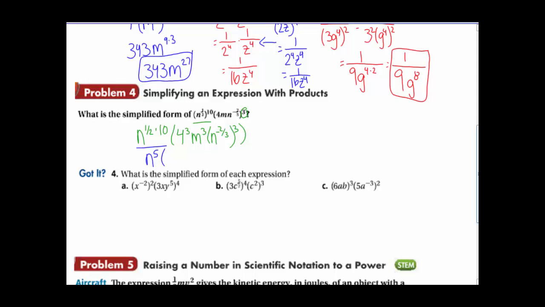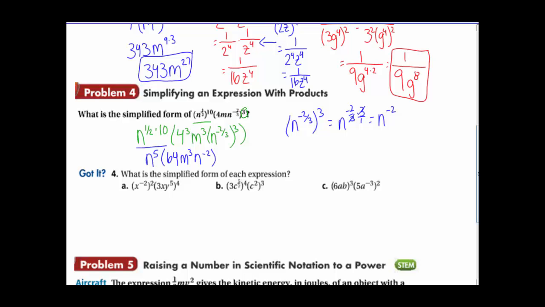Here we're going to have 4 cubed. So 4 times 4 times 4 will get us 64. M cubed, nothing we can simplify on that one. And then we have n to the negative 2/3 times 3. So if we have n to the negative 2/3 raised to the 3rd power, we can use our power to a power rule. So negative 2/3 times 3, or 3 over 1, should end up with n to the negative 2. Our 3's will cancel out on that one. So n to the negative 2.